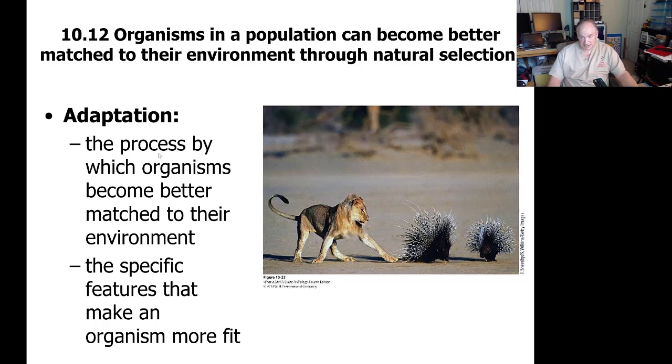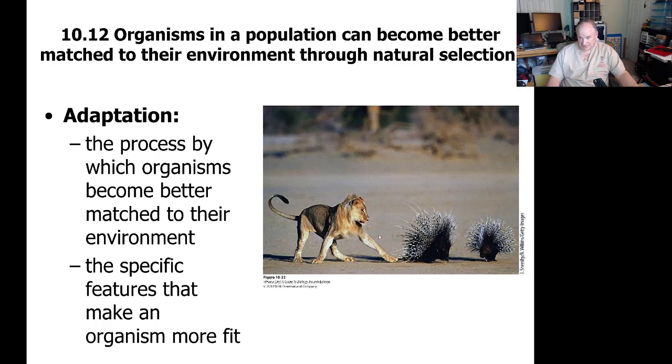So that's adaptation, the process by which organisms become better matched to an environment. I don't know if you know about porcupines, and it looks like this tiger or lion is going to figure it out pretty quick, but they can actually shoot those barbs into their mouth. I've taken them out of dogs' mouths before. It's really hard. It's like fish hooks, and they stick in there and they hurt and they're very painful.